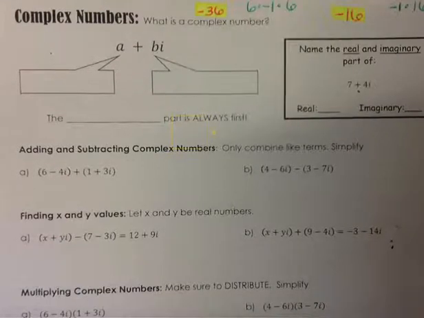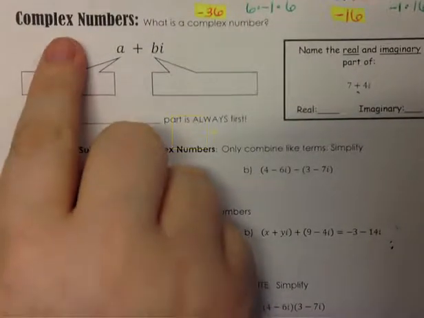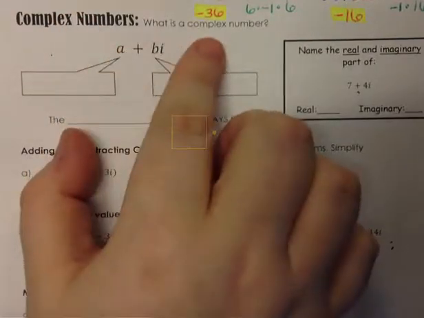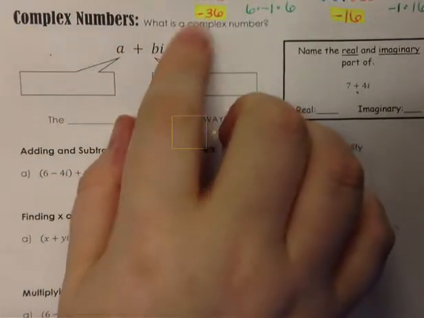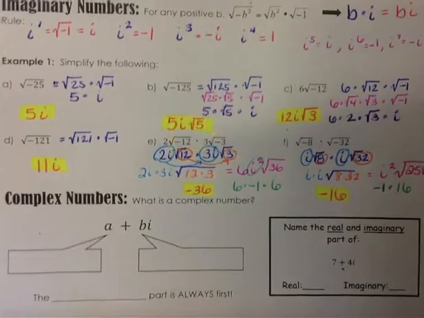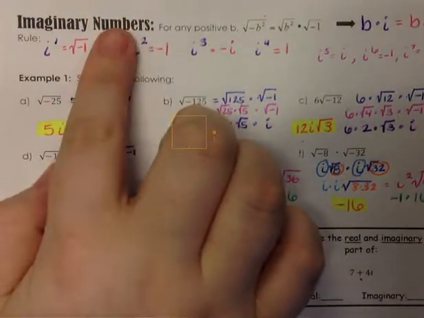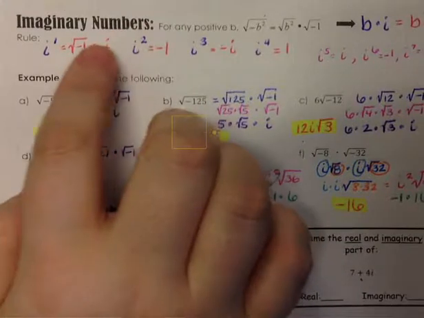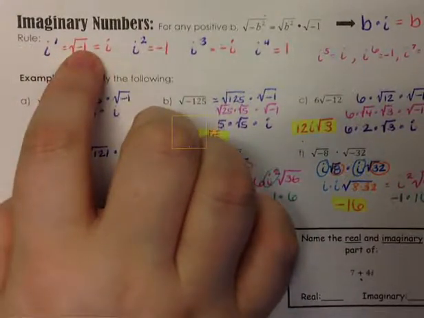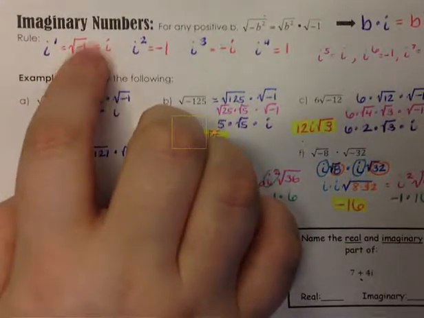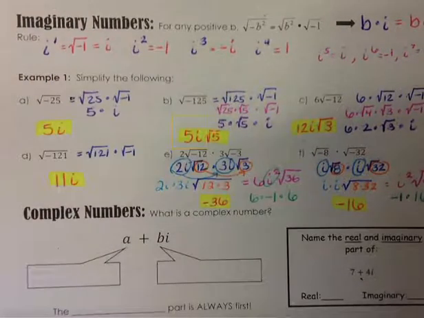This video is on complex numbers. We're going to be talking more specifically about what a complex number is. We're still dealing with imaginary values, so from a previous video I talked about imaginary numbers. Imaginary numbers is when you take the square root of a negative value. So the square root of -1 is i, which is what gives you the imaginary part.